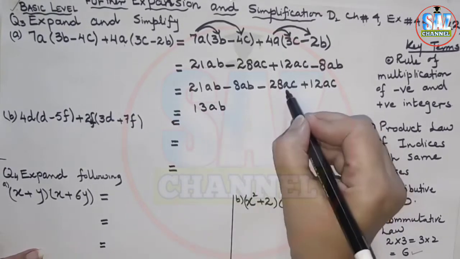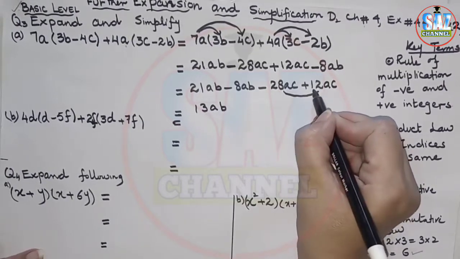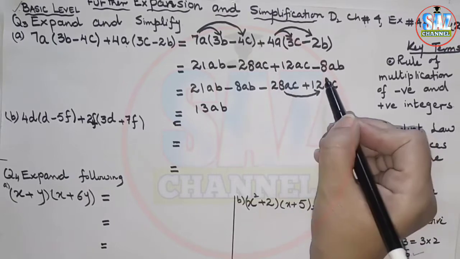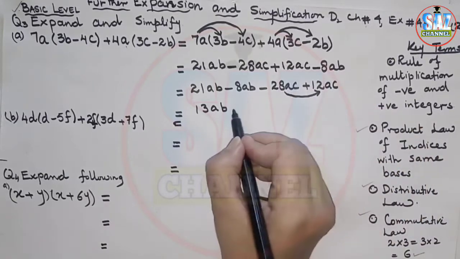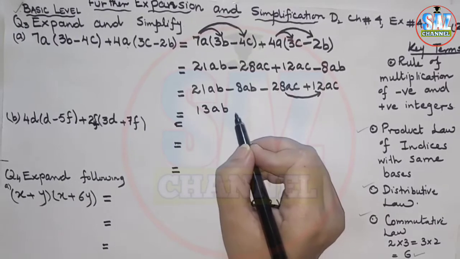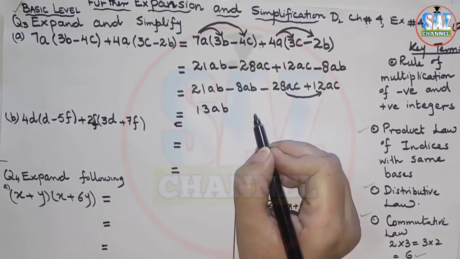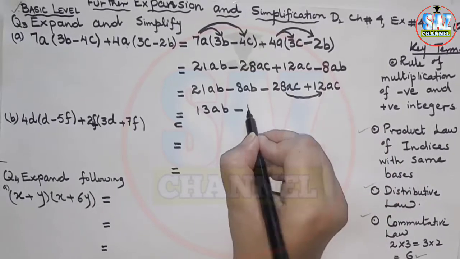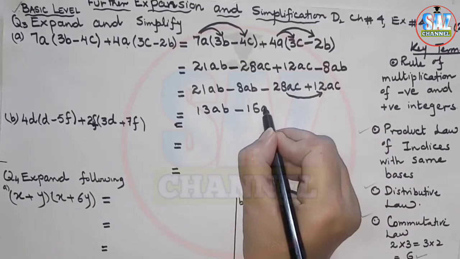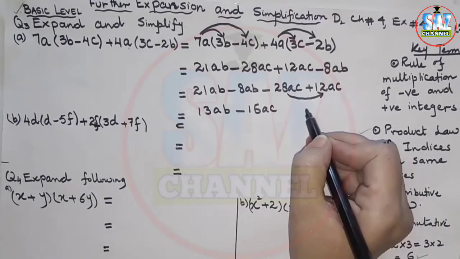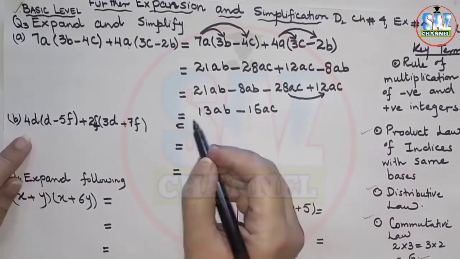And now look at these two terms. Here I have 28 with negative sign and 12 with positive sign. I have to add them up. So 28 minus 12 will give me minus 16, because 28 is the larger number, minus 16ac. So I hope this question is clear to you. Coming to the next question.